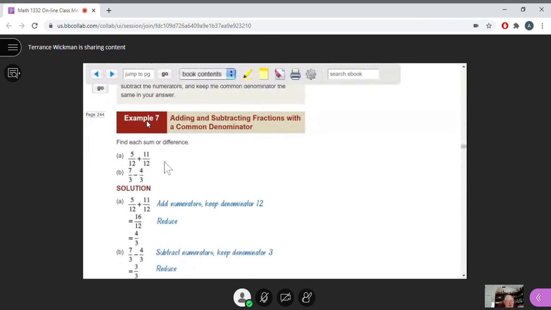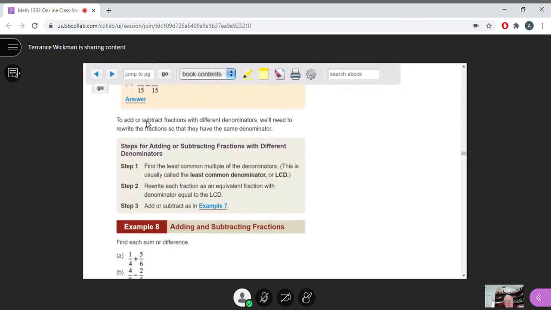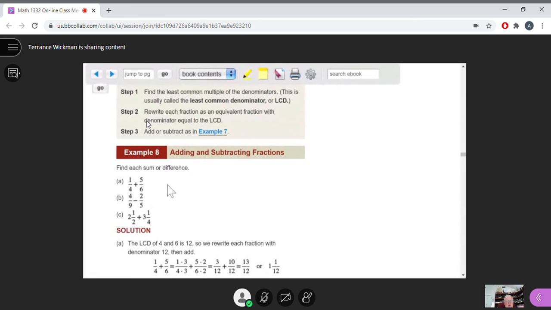Adding them with a common denominator, easy. It becomes 5 and 11 is 16 over 12. This is easy. 7 minus 4 is 3. Which, by the way, is 1. Now, if we're going to add two numbers that do not have a common denominator, we have to have a common denominator.